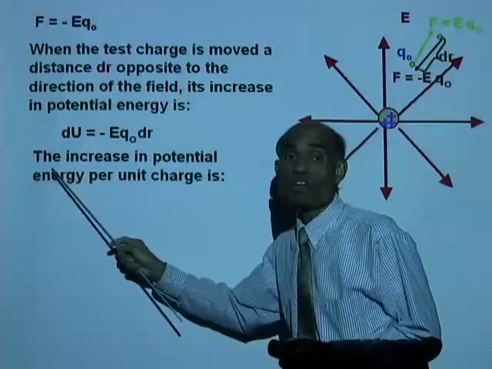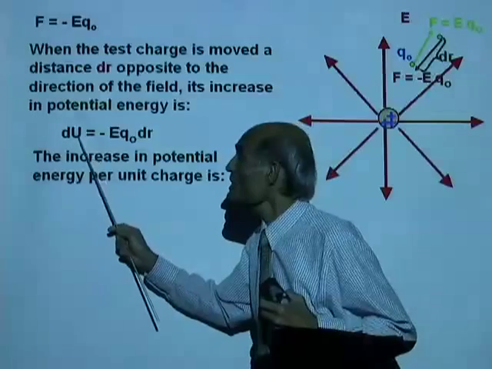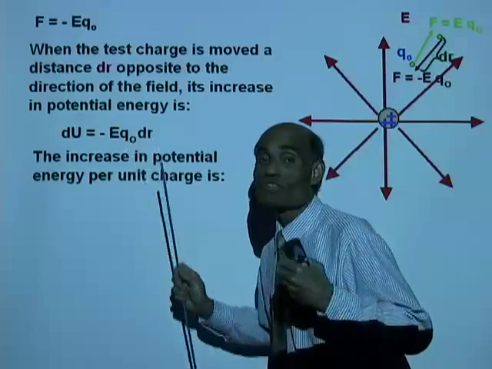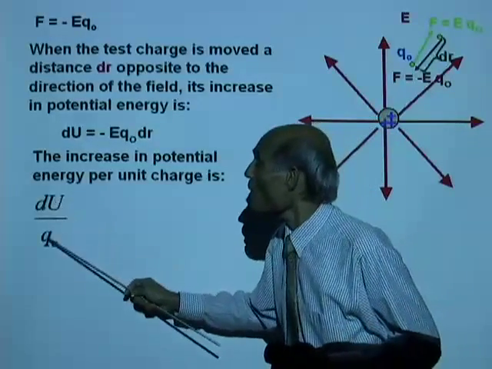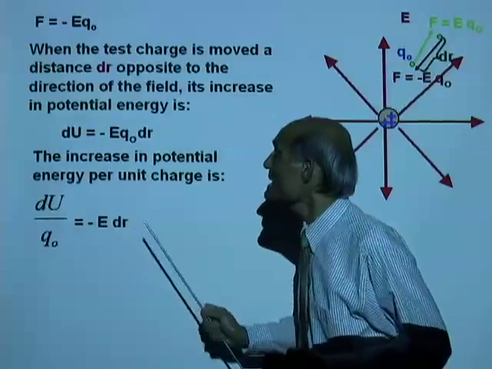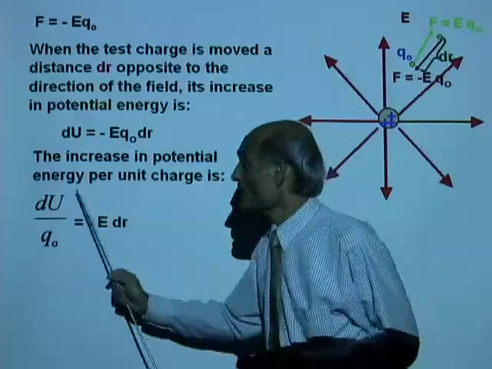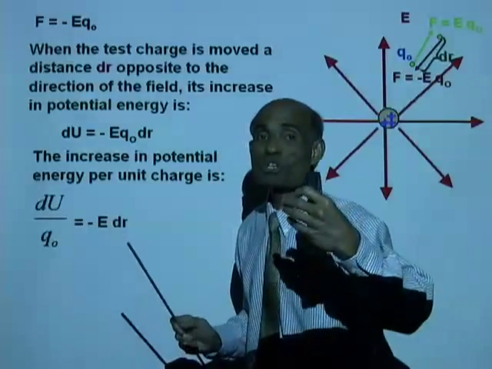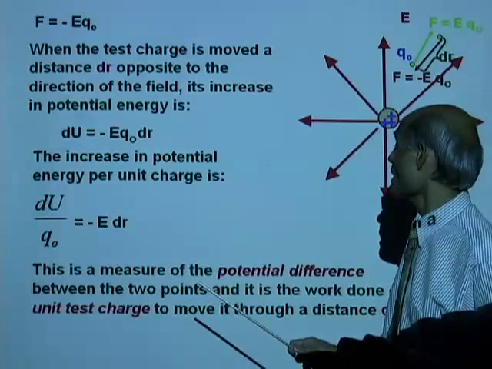Now therefore, what is the increase in potential energy per unit charge? This is the increase in potential energy of a charge Q0. What is the increase in potential energy per unit charge? That will be dU over Q0. And that will be negative EdR. Now this has some significance. dU over Q0 is called the increase in potential per unit charge, and that is equal to negative EdR.